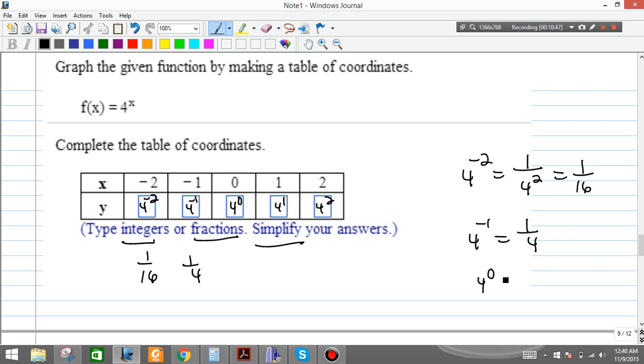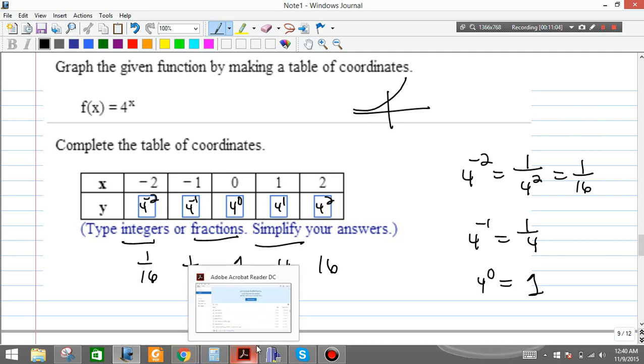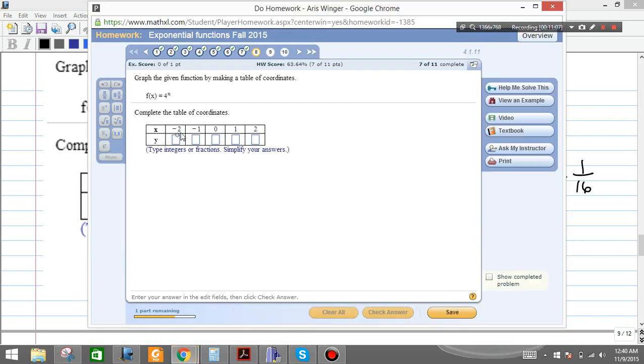The other remark is that 4 to the 0, any number to the 0 power, is 1. And again, you can put all of these in your calculator. 4 to the first is 4, and 4 to the second is 16. And again, 4 to the x should look like this exponential function. We'll put those in. So 1 divided by 16, tab, 1 divided by 4, tab. 4 to the 0 is 1, 4 to the first is 4, 4 to the second is 16.